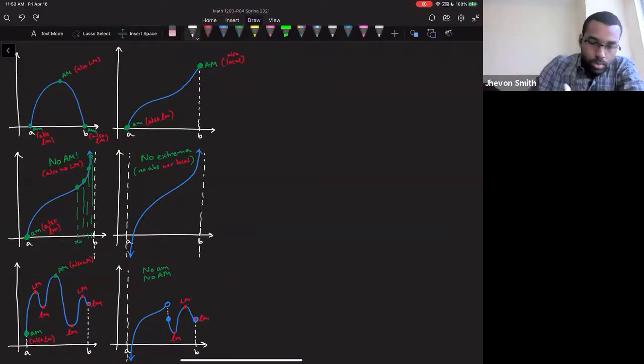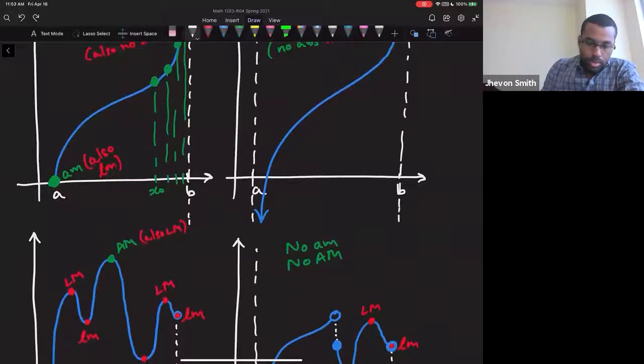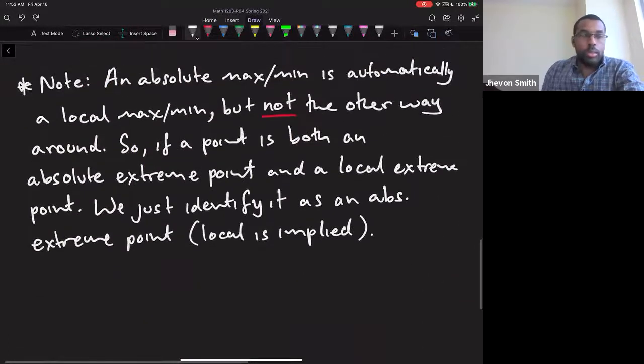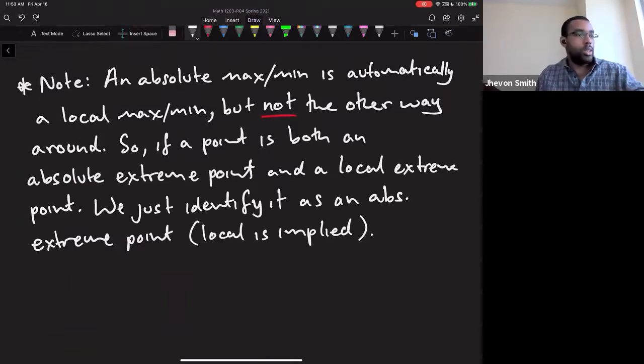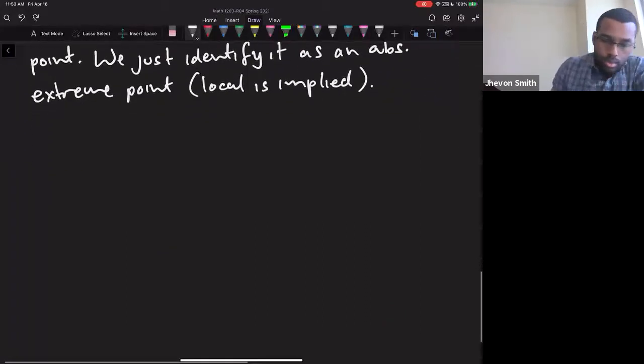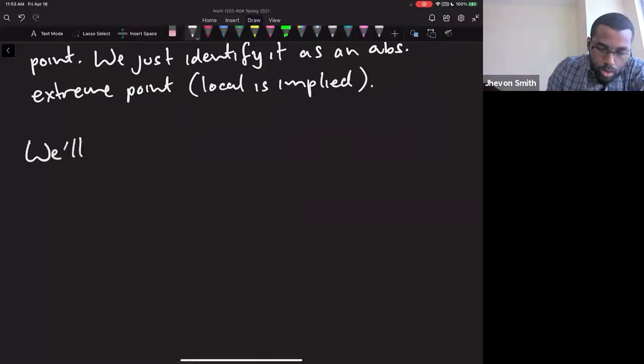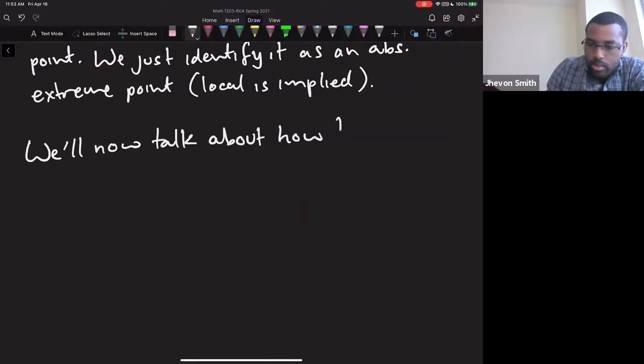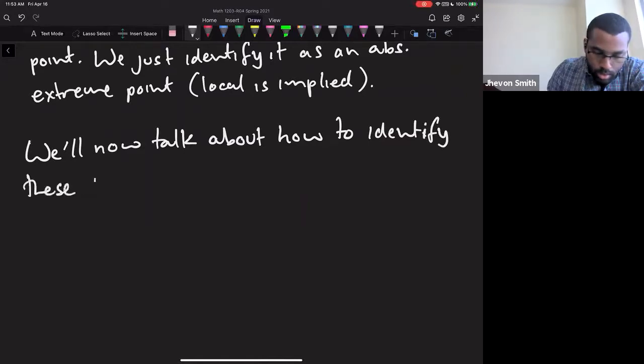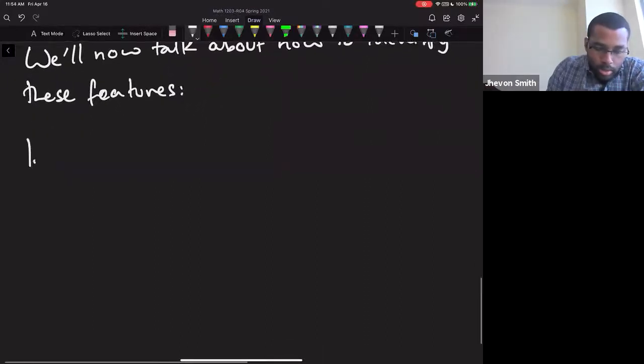All right. That being said, let's move on. So as I mentioned here, absolute min is automatically a local min. Absolute max is automatically a local max. So the absolute supersedes it. So now, we'll now talk about how to identify these guys. For that, we have some important theorems to know.